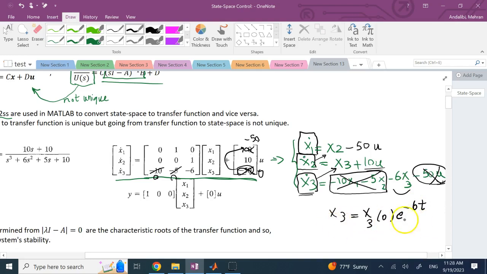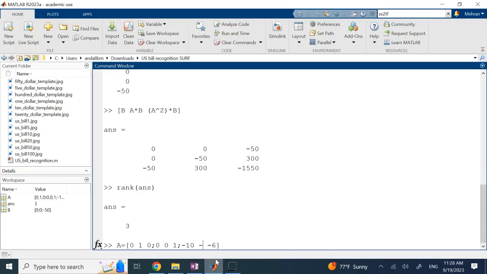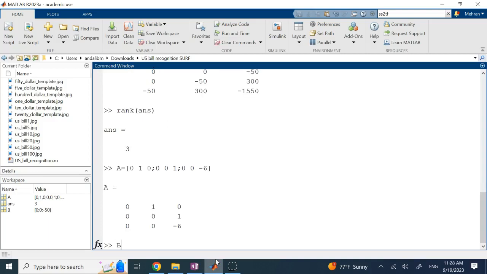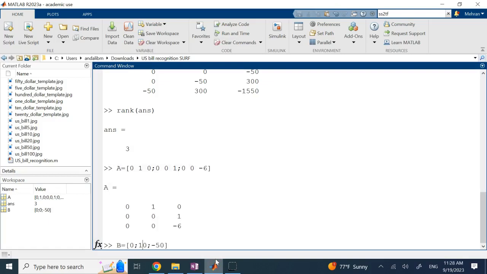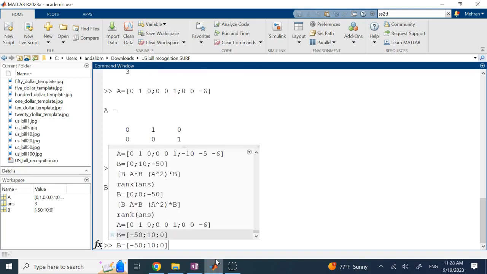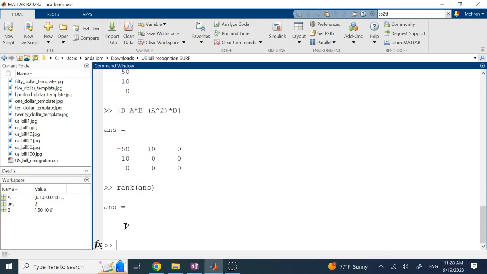So this mode x3, this state x3, is not controllable by the input, so we say the system is not controllable. Here is what I'm going to do. I'm going to go back to A and get rid of these two elements, make them 0, go to B, and make this guy negative 50, and this guy 0. Now I form my augmented matrix, and clearly you can see I have a row of 0. So the rank is definitely 2, and this system is not controllable.